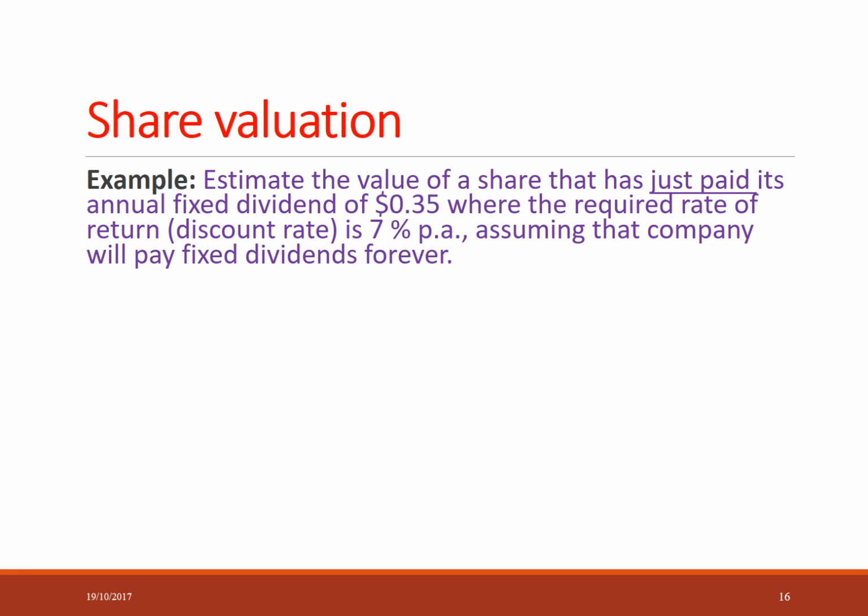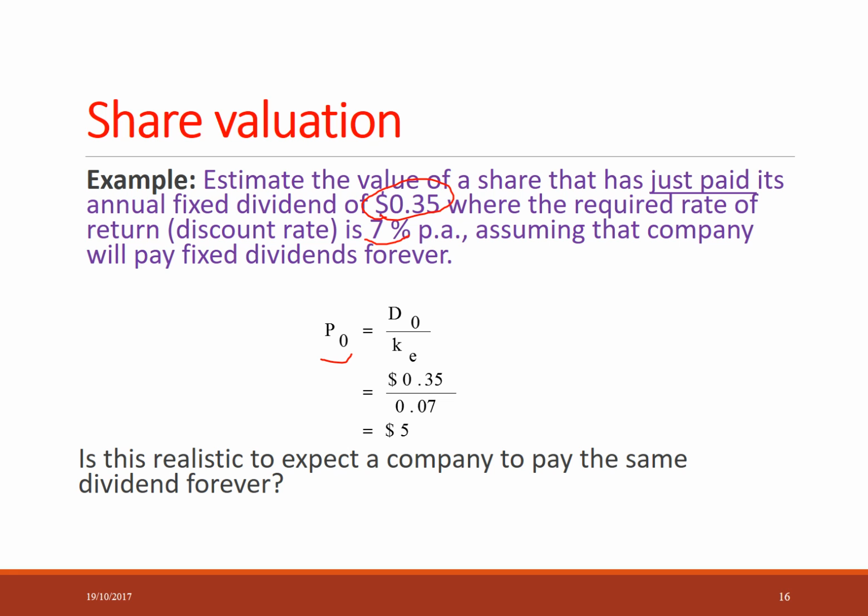So for example, here we have a firm that pays 30 cents per dividend, and the discount rate is 7% per year. The price, therefore, is simply 35 cents divided by 0.07, so that's $5. Now, if we can't assume that a firm is paying a fixed dividend forever, then what else could we do to price the share?